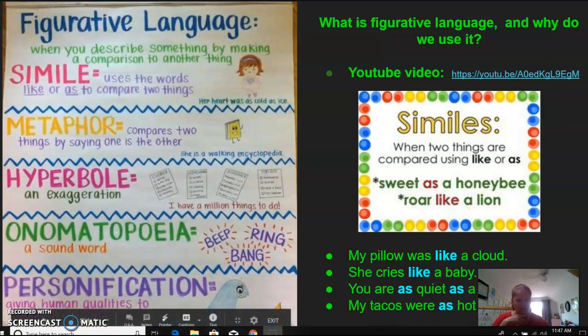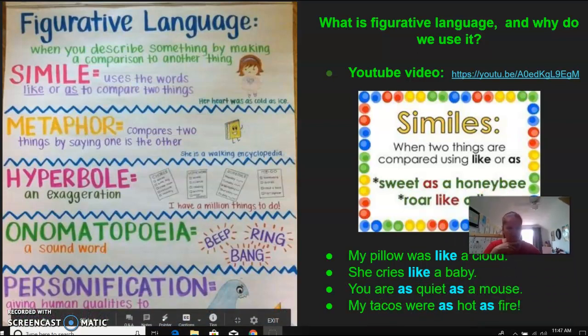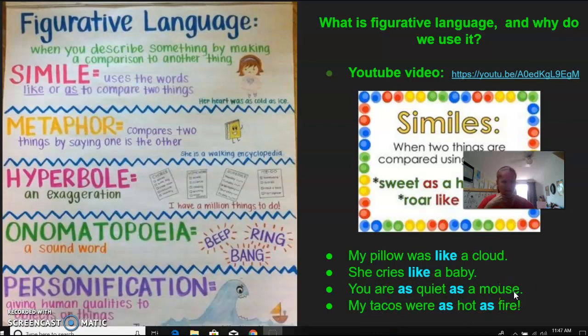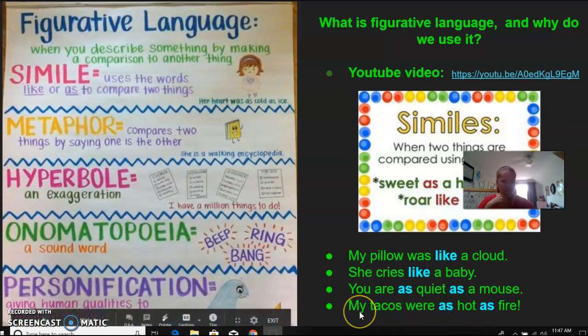You may not be able to see this one because my picture's on top, let me move it up a little bit. You are as quiet as a mouse. Think about a mouse. They're very, very quiet, right? That's a good comparison. And then, of course, I had to throw something in about tacos. My tacos were as hot as fire. So that means they were really, really spicy.